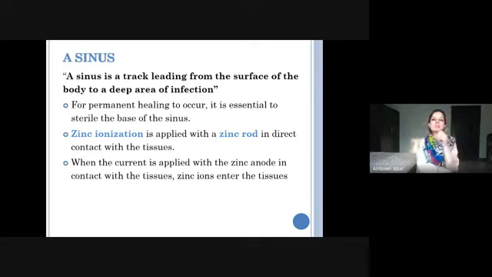So zinc ionization is applied with the zinc rod in direct contact with it. We apply the ionization through a zinc rod. We're going to introduce a zinc electrode into the sinus. When the current is applied with the zinc anode in contact with the tissue, zinc ions enter the tissues.